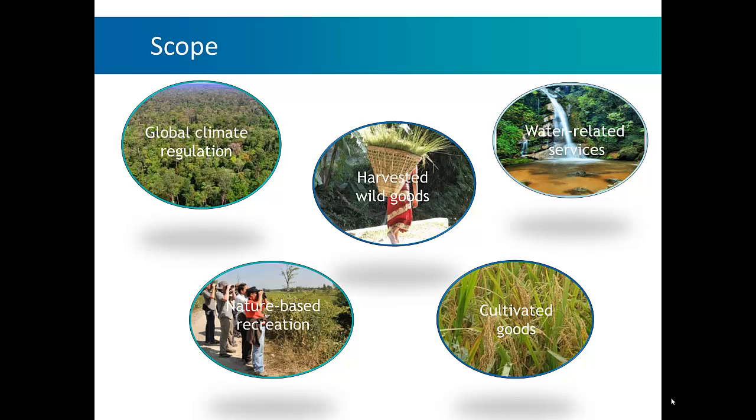So the scope of the tool covers at the moment 5 groups of services: global climate regulation, harvested wild goods, which many refer to as non-timber forest products, but this group also includes timber as a harvested wild good. Water-related services, this includes flood protection, water quality, and also the regulation of water provision. Nature-based recreation is covered, and also cultivated goods.